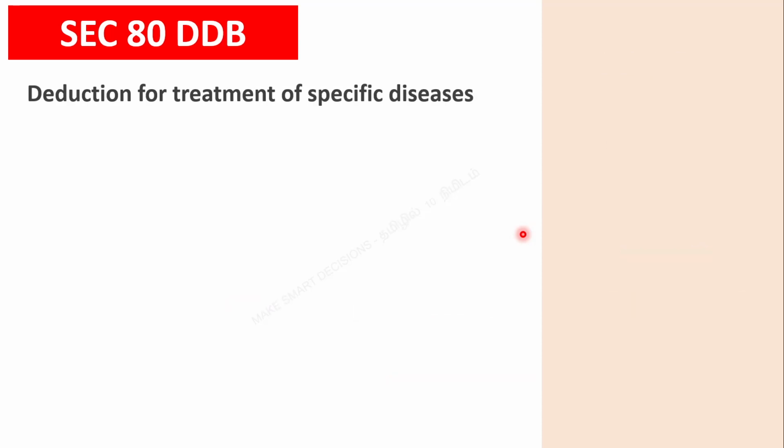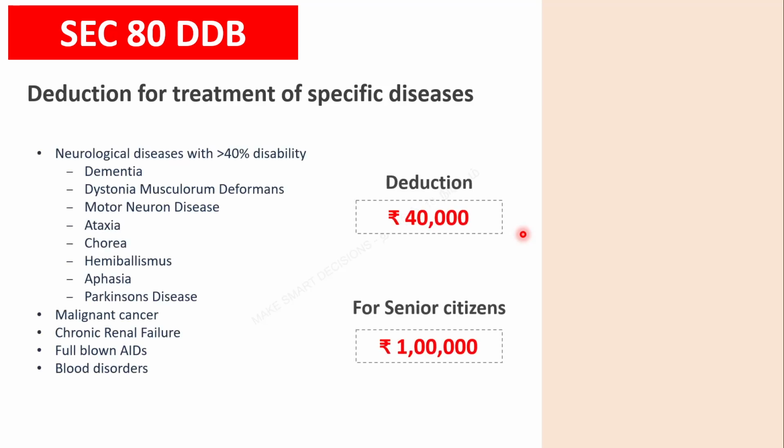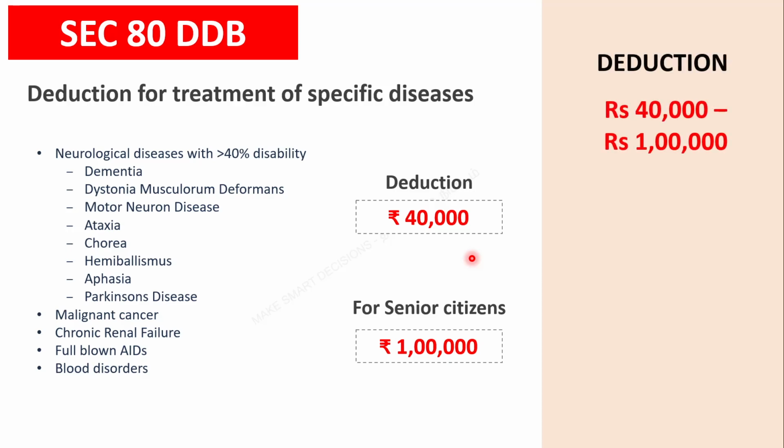Via Section 80DDB, there are certain diseases for which you can claim deduction. For these neurological diseases, you can claim a deduction of around 40,000. In case you are a senior citizen, the deduction can go up to 1 lakh. Here you can save a maximum of about 30,000 from your tax.